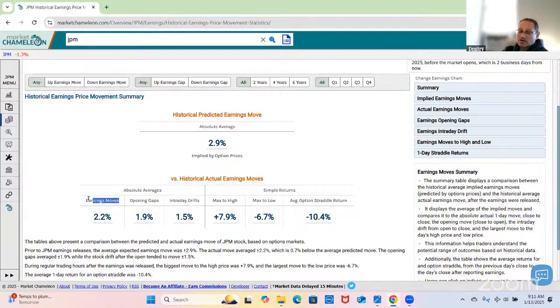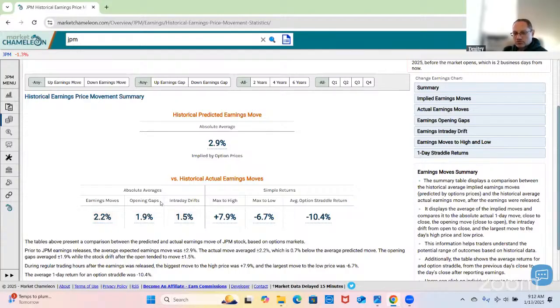One is just looking at the earnings move, and that's defined from the previous day's close to the next day's close after reporting earnings. It could have reported after the market or before the market, but it doesn't matter. It looks at close to close, before earnings to after earnings. That averaged 2.2%. Again, if we click on it, we'll see more details. But let's just go over these three.